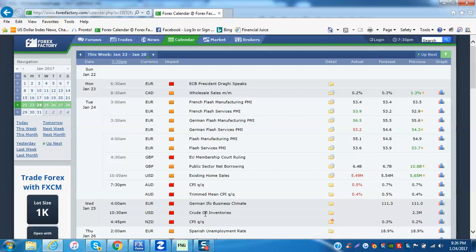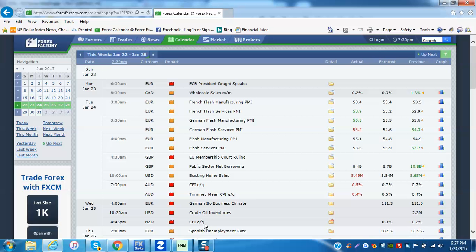Crude oil inventories for the dollar, they show as red. I honestly really don't trade that unless it's some really off-the-wall number. This doesn't really have much impact, although they show it as red. And this German IFO business climate for the euro, again, they show it as red. I'm not really expecting that that's going to do anything. Again, they're not expecting much change unless this number came in completely off the wall. This probably won't have any effect, even though they show it as red-level news.